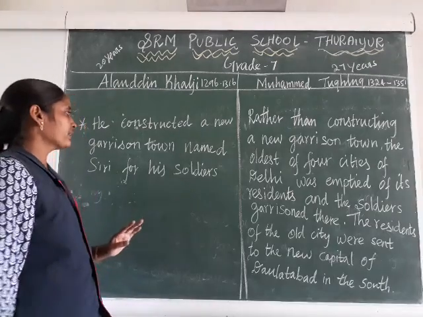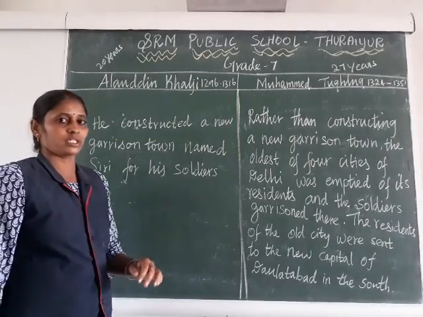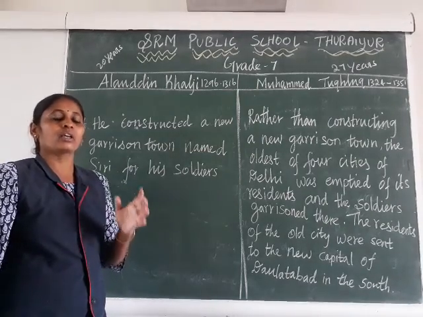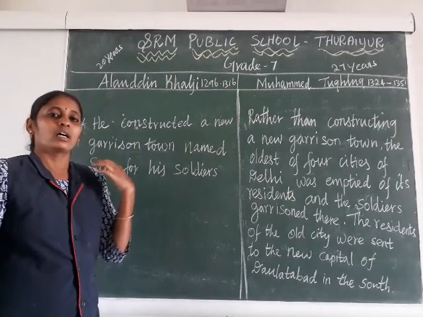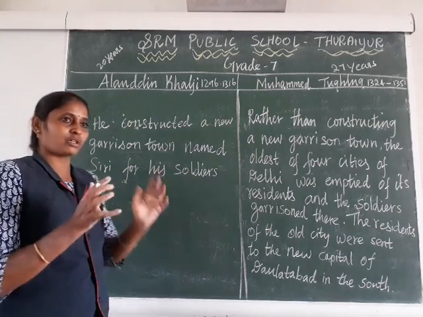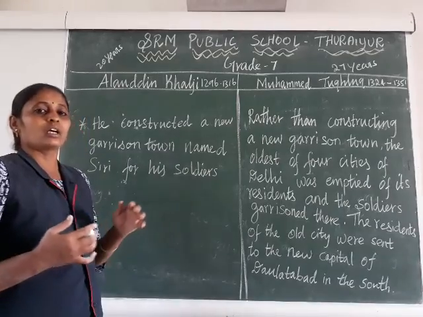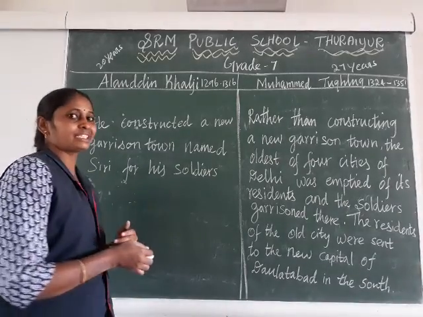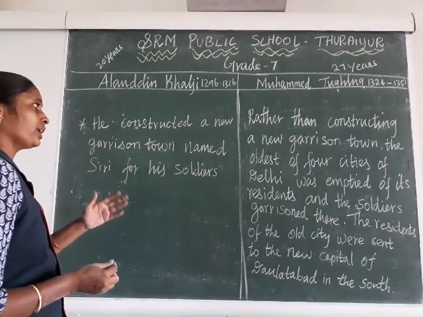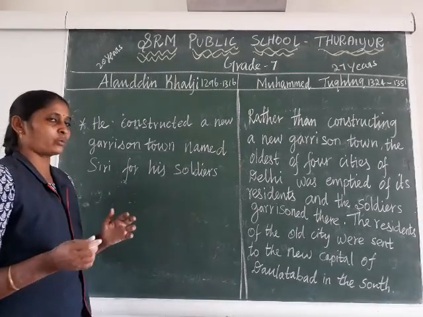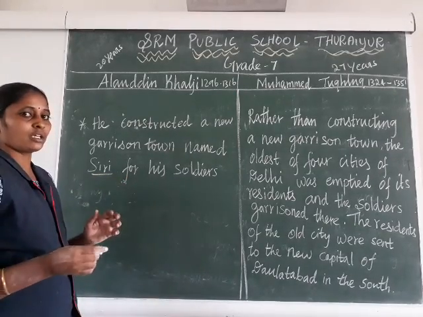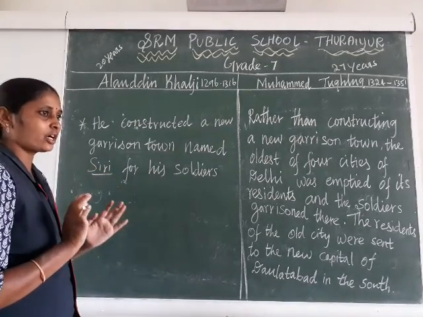Already we discussed the garrison town. A garrison town means a city fully covered with equipped soldiers, a fortified city full of weapons and equipment. In Alauddin Khilji's period, he constructed a new garrison town named Siri for his soldiers.